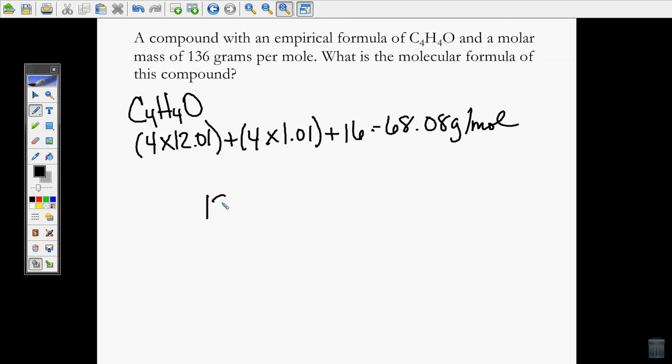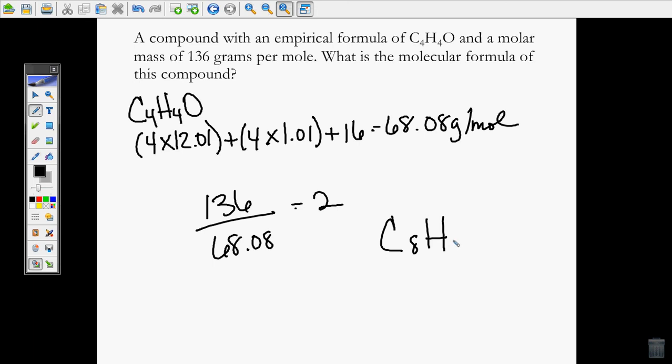Well, I'm going to take the molar mass they gave me, divide it by the one I just calculated, and that gives me about 2. So I'm going to multiply all my subscripts by 2. So I get C8H8O2. And that is my molecular formula.